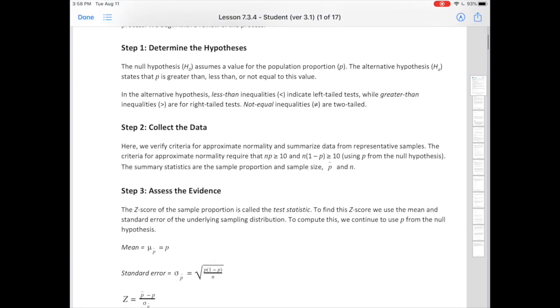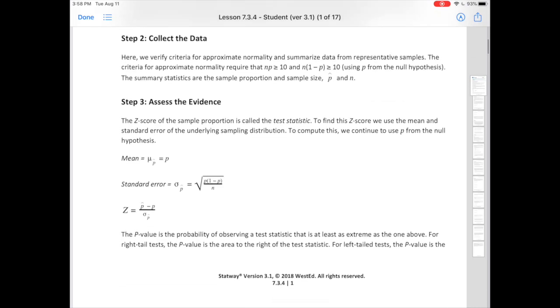Step 2, collect the data. Here we verify criteria for approximate normality and summarize data from representative samples. The criteria for approximate normality require that n times p is greater than or equal to 10 and n times 1 minus p is greater than or equal to 10, using p from the null hypothesis. The summary statistics are the sample proportion and sample size, p hat and n.